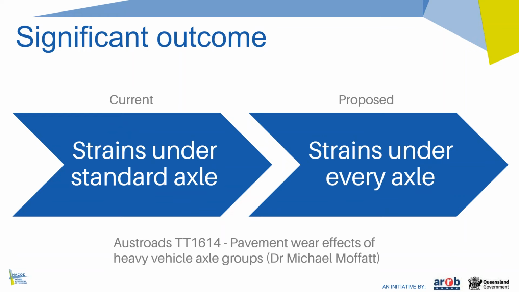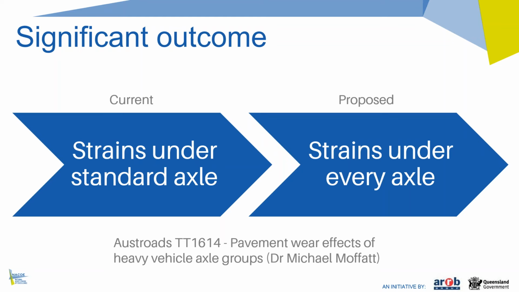One of the most significant outcomes from that research, which was undertaken by Dr. Michael Moffatt from ARB Group, was a recommendation to calculate strains under each axle within the axle load distribution, to replace the current approach where strains are only calculated under a standard axle. It's likely that this change will eventually end up in the Austroads guide when it's next updated, but as I mentioned yesterday, TMR is quite keen to make improvements as soon as possible, and it made sense to us to adopt this new method at the same time as we introduce the other changes that Eric and Jeffrey covered yesterday.